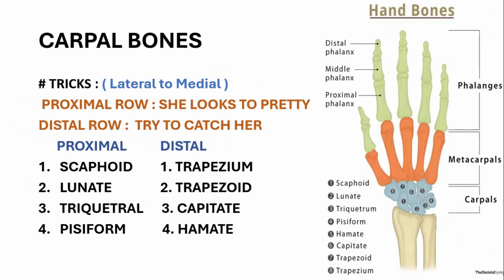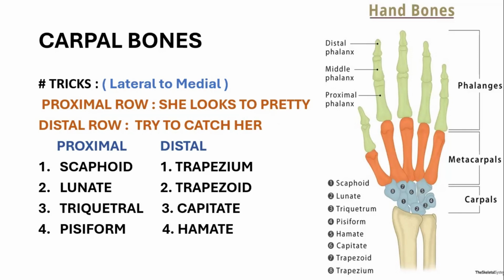So for the proximal row, what are the bones? She looks too pretty. She comes with S, so S is scaphoid. Looks, L, lunate. Too means T, triquetral. Pretty, P, pisiform. Pisiform is also an example of a sesamoid bone. We will come to that later, but you can write it down. Now for distal: trapezium, trapezoid, capitate and hamate. Try to catch her: trapezium, trapezoid, capitate, hamate.